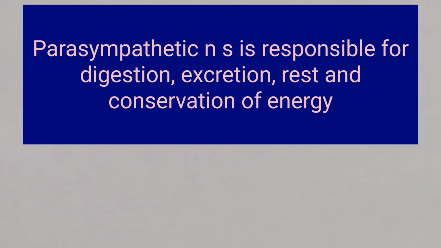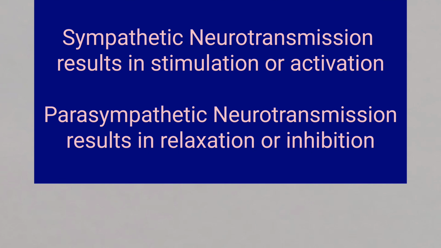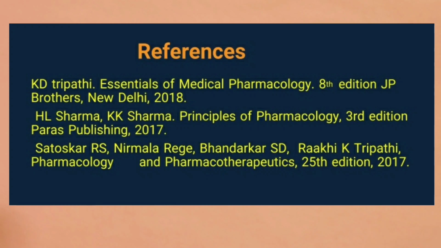The parasympathetic nervous system, on the other hand, controls processes in the body such as digestion, repair, and relaxation. When the parasympathetic nervous system is dominant in the body, it conserves energy, slows the heart rate, increases digestion, and relaxes sphincter muscles in the digestive tract, and is responsible for elimination of waste. So in general, the sympathetic nervous system results in activation or stimulation, and the parasympathetic nervous system is responsible for inhibition or relaxation. These are my references.